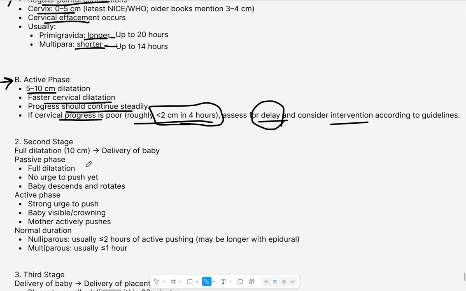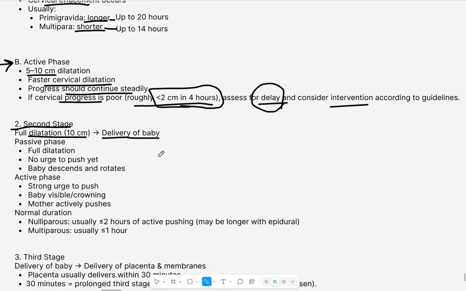Active phase is 5 to 10 centimeters dilatation, with faster cervical dilatation. Progress should continue steadily. We say cervical progress is poor when the cervix dilates less than 2 centimeters in 4 hours. That's a problem. Now we move on to the second stage of labor. The second stage starts when the cervix is fully dilated at 10 centimeters. From this point to the delivery of the baby is your second stage of labor.